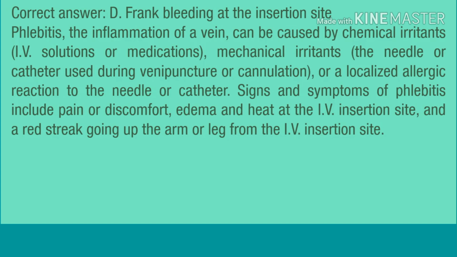Correct answer, D. Frank bleeding at the insertion site. Phlebitis, the inflammation of a vein, can be caused by chemical irritants, IV solutions or medications, mechanical irritants, the needle or catheter used during venipuncture or cannulation, or a localized allergic reaction to the needle or catheter. Signs and symptoms of phlebitis include pain or discomfort, edema and heat at the IV insertion site, and a red streak going up the arm or leg from the IV insertion site.